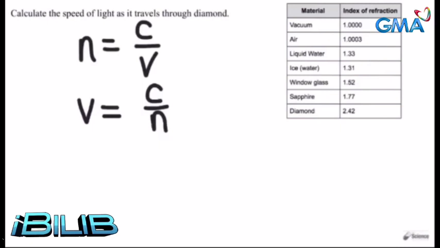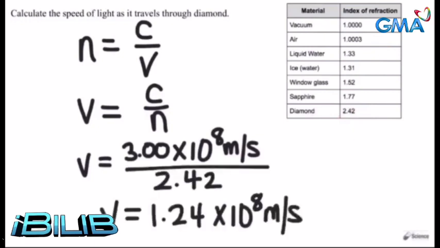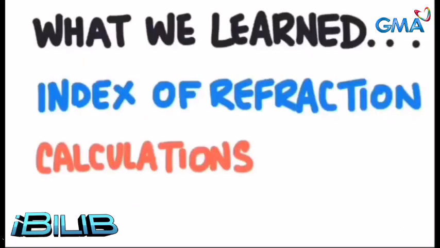We plug in the value for the speed of light, 3 times 10 to the 8, and then we can look in our chart and find the index of refraction for diamond. That's right here, 2.42. We plug that into the equation. When we do the calculation, we end up with 1.24 times 10 to the 8 meters per second. So in this video, we learned how to define index of refraction, and we learned how to calculate it, or calculate the speed.